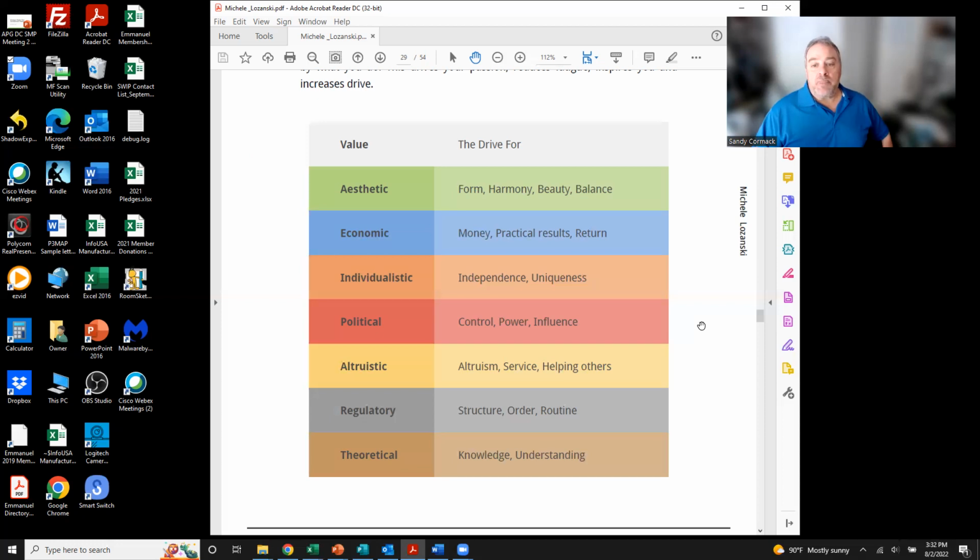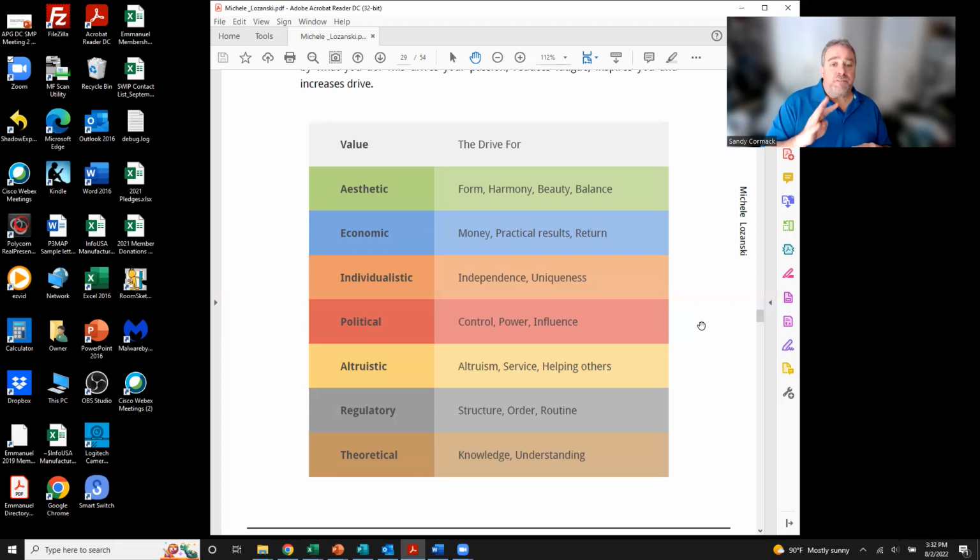And they really like the prestige that comes with that authority and that responsibility. So if you want to reward somebody with high political, you give them more responsibility, you give them that promotion, you give them that corner office, you give them that executive parking space, so that people know that they have a lot of power and influence.